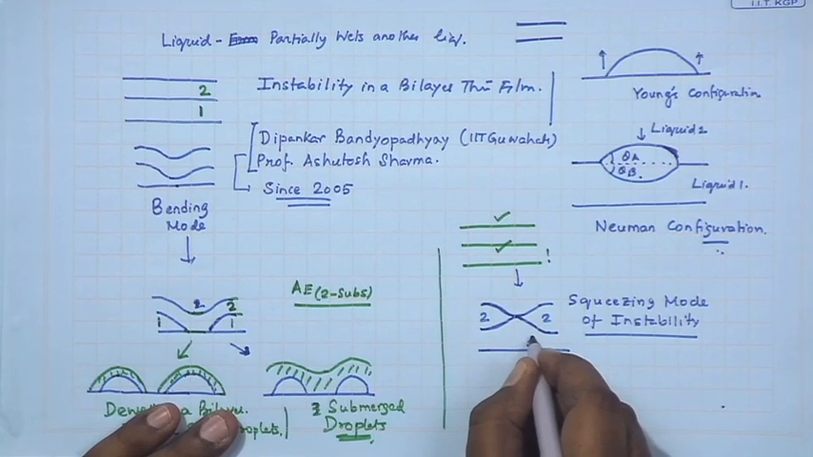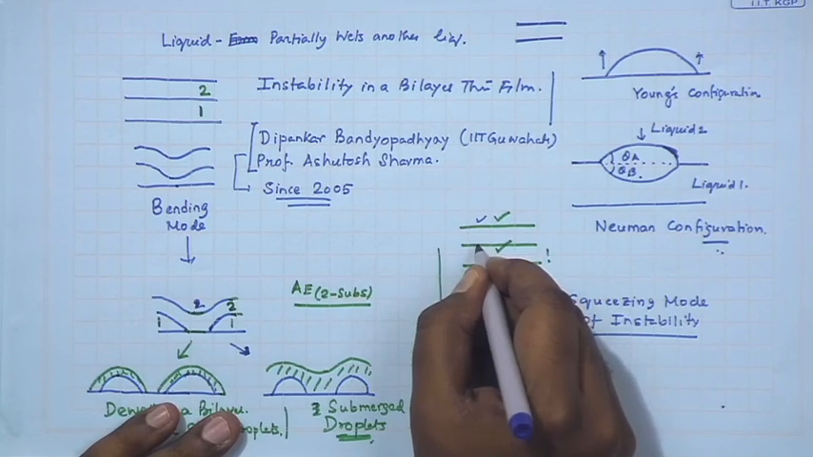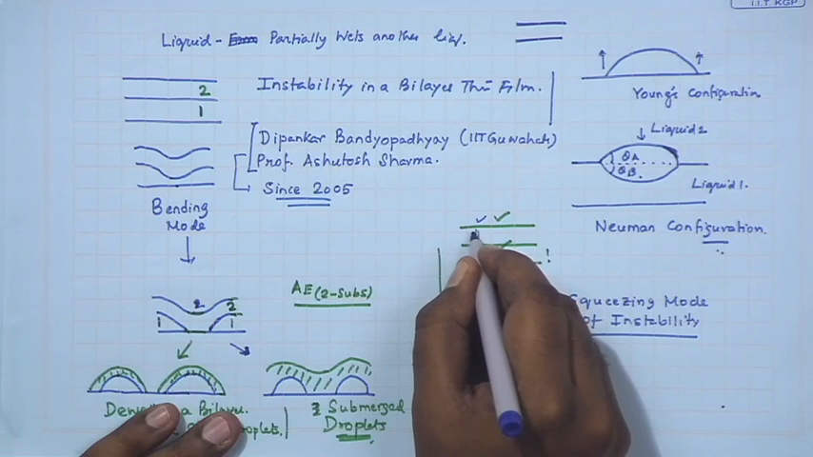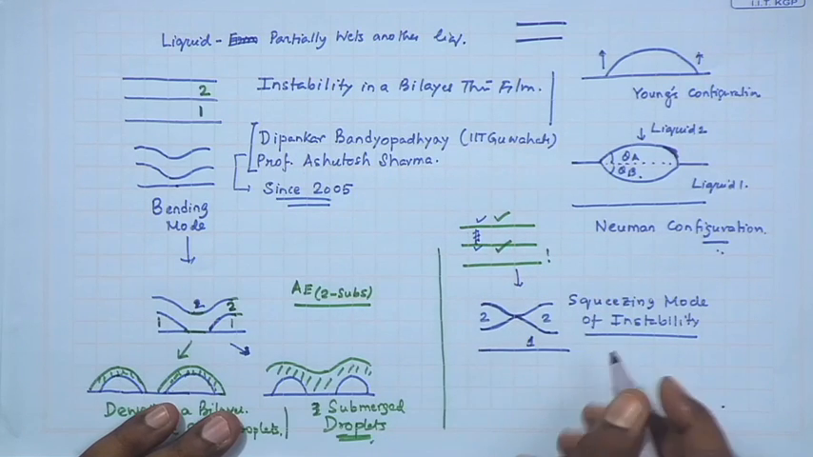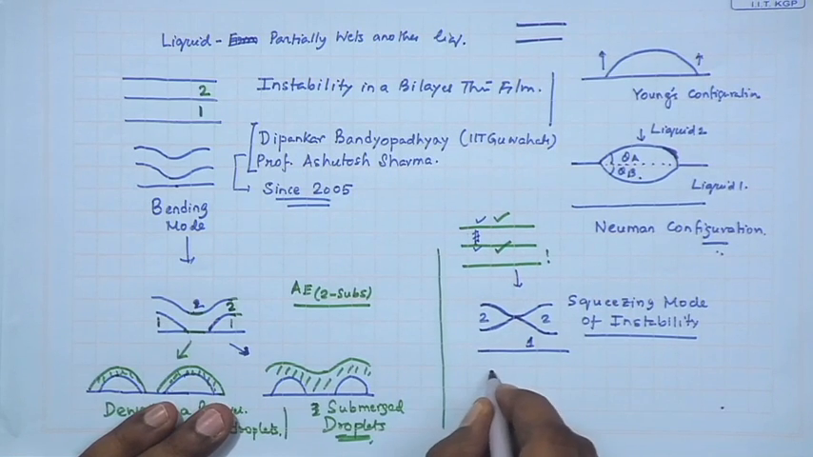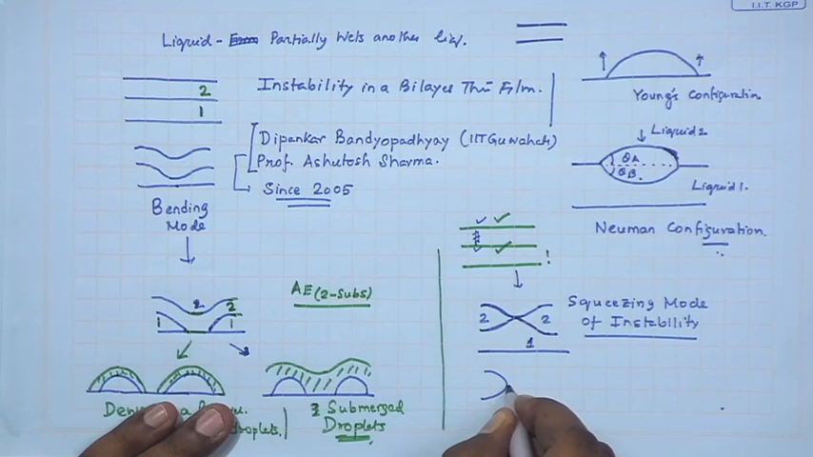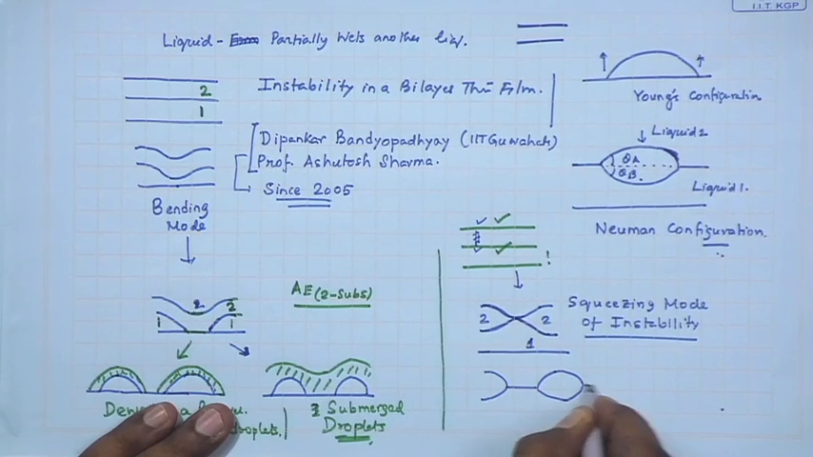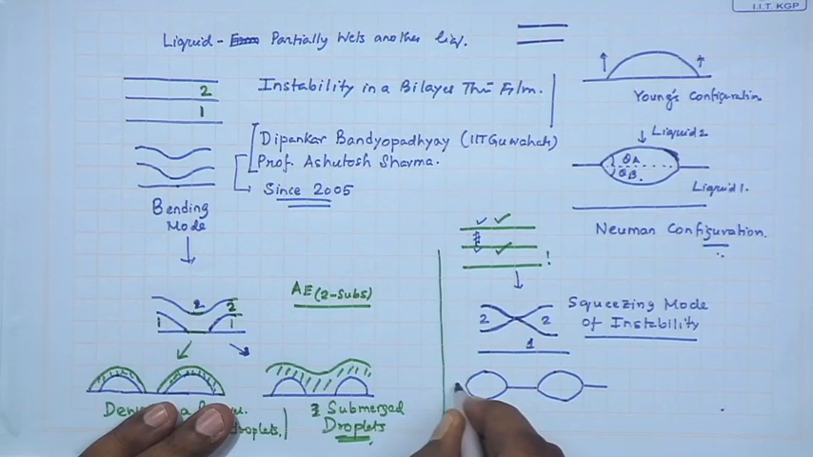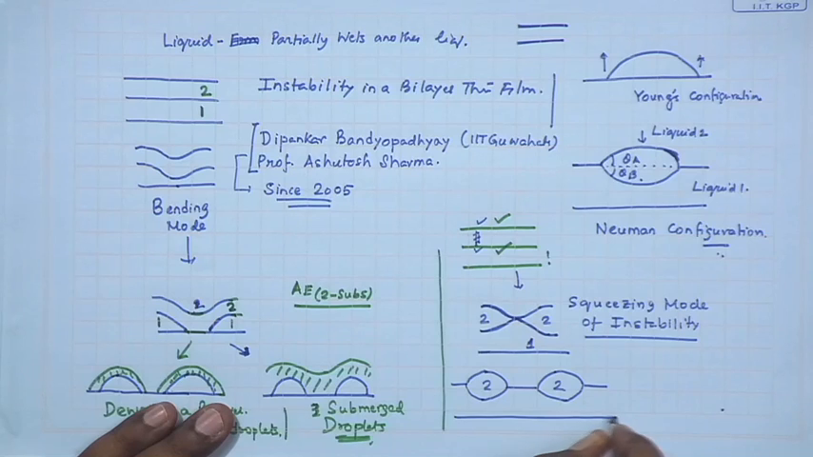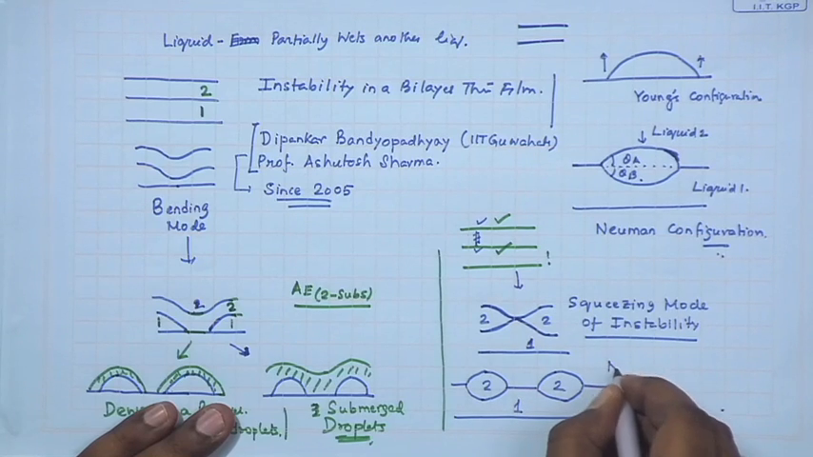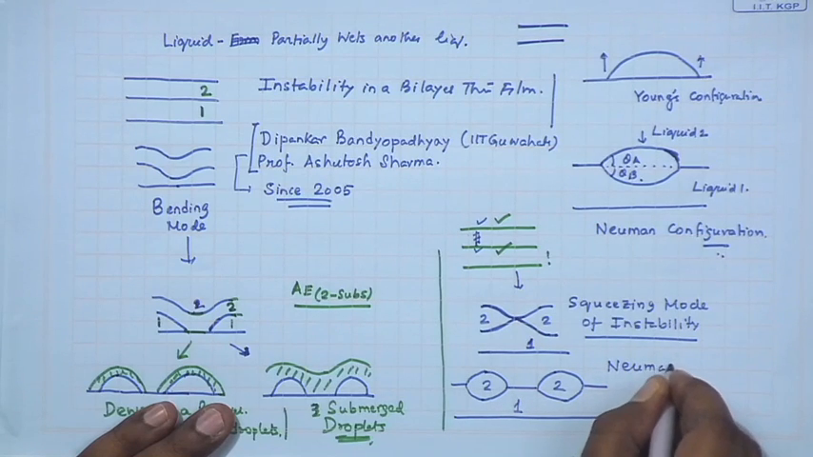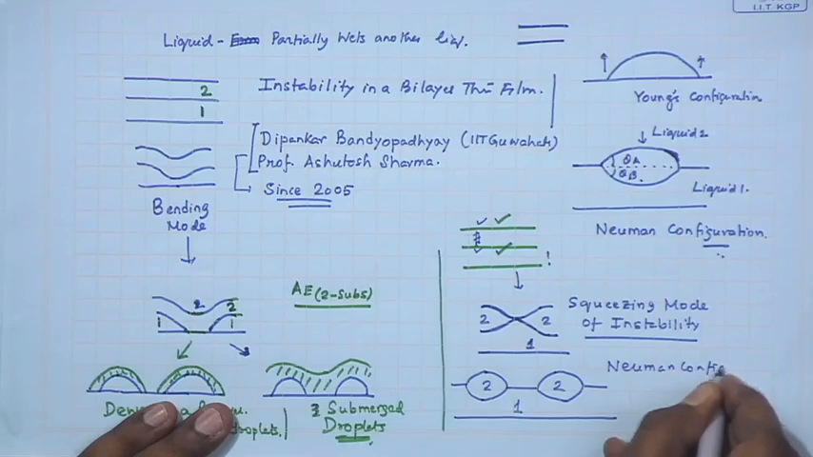However, here since the initial interaction is stronger between these two interfaces, it deforms like this, and resulting in initial structures which look like this. Did you see them somewhere? Yeah, of course. You actually have drops of 2 resting on a layer of 1 following the Neumann configuration, right.